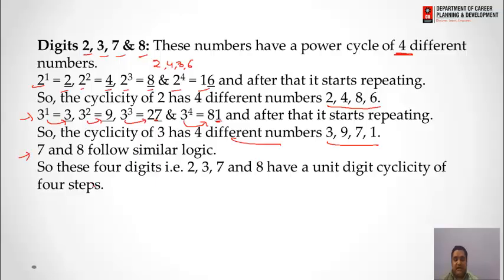In the same logic, we have the cyclicity for 7 and 8. The thing is that whenever we have a cyclicity of 4 values, we just need to divide the power by 4 and check what the remainder is. Here we have the 4 different values. The first value is for remainder 1, then remainder 2, third remainder 3, and fourth remainder 0. So if we have x power n, we just need to divide n by 4 and check the remainder. If the remainder is 1, in the cyclicity the first value is the answer, for remainder 2 the second value, remainder 3 the third value, and remainder 0 the fourth value.